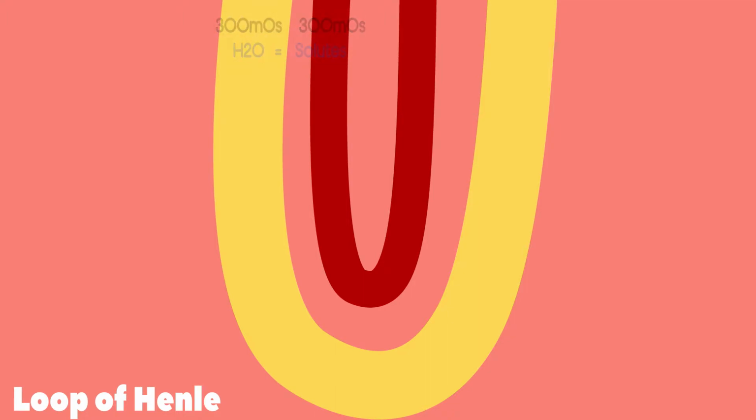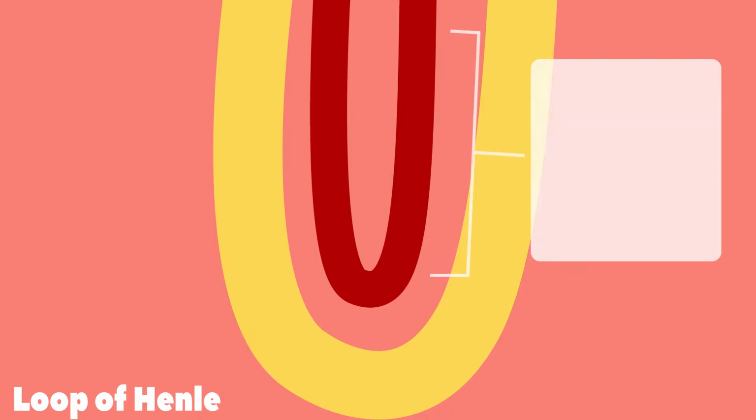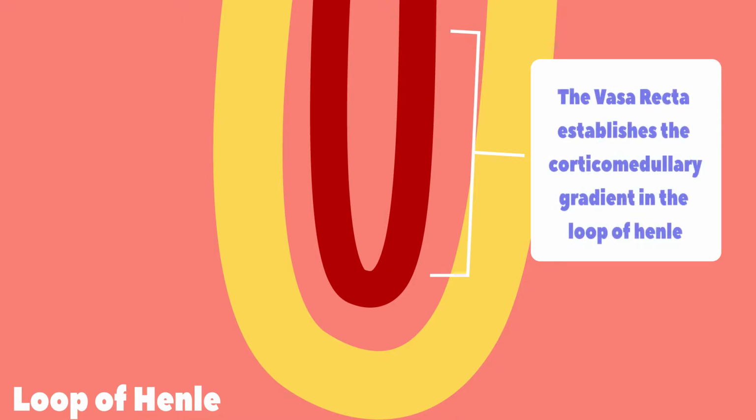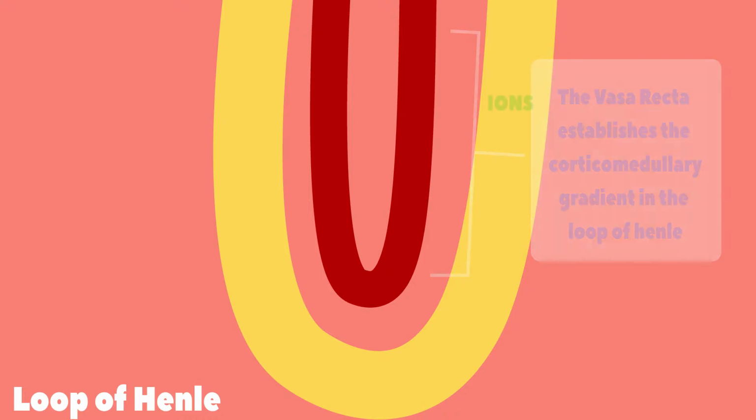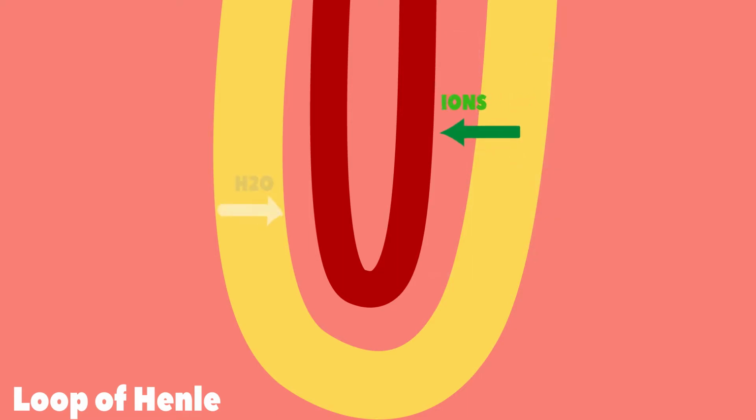Now, the overarching importance of the loop of Henle is to create the cortical medullary gradient in the surrounding interstitium, or tissue around the nephrons. This translates to the vasa recta, which is the capillary surrounding the loop of Henle. In other words, the cortical medullary gradient in the interstitium is the same as the gradient within the vasa recta. Now, this gradient is built primarily through the active transport of ions in the ascending limb of the loop of Henle and the diffusion of water in the descending limb of the loop of Henle.